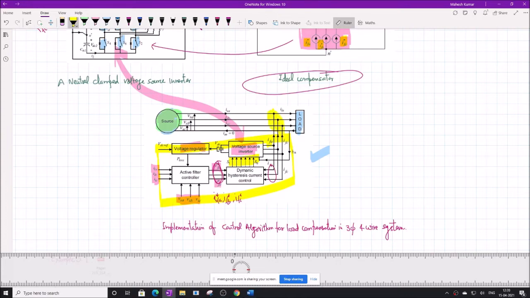And this part, the voltage regulator part, is nothing but we sense the value of VDC, compare it with the VDC reference, and based on the error, through a PI controller, we generate P loss. So this is the full, complete schematic description of the control scheme of the compensator. I hope it is clear.